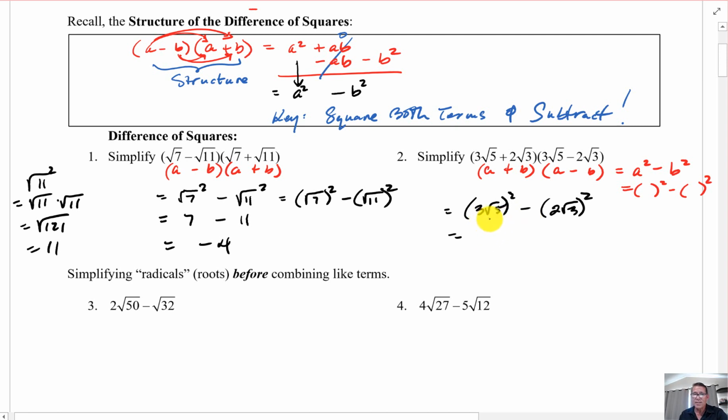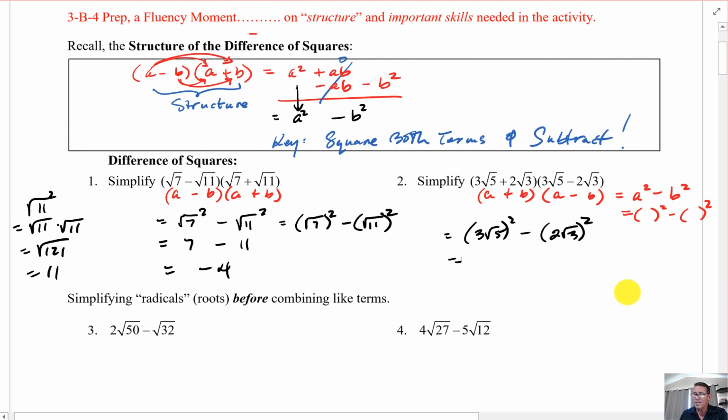And luckily for us, we've done this before. So you square both the 3 and the root 5. Again, from algebra 1, let's say. Let me go up here to the top. When you square a times b, that's equal to a squared times b squared. That's from algebra 1, believe it or not, from 8th or 9th grade. All right, algebra 1 property.